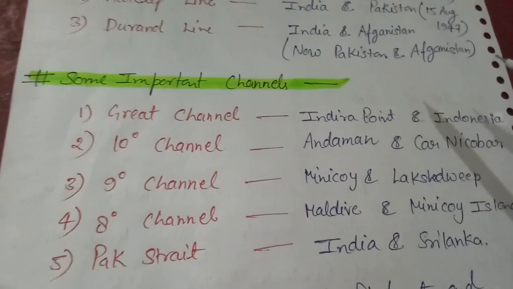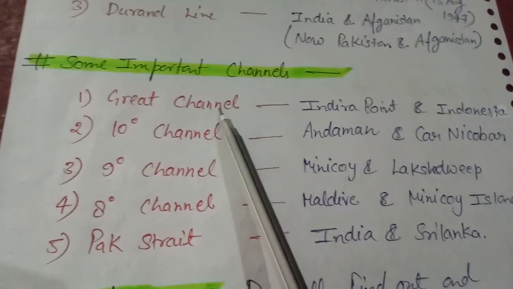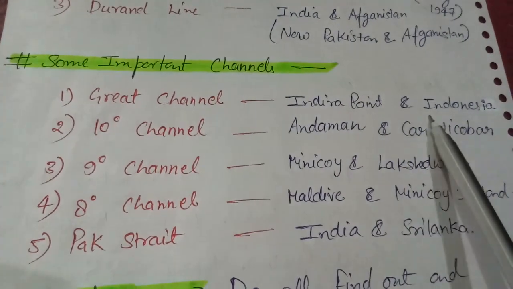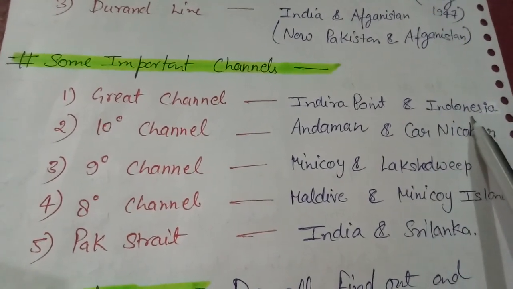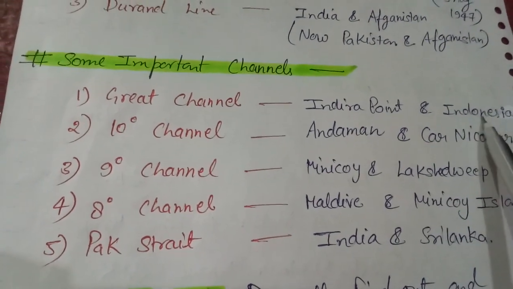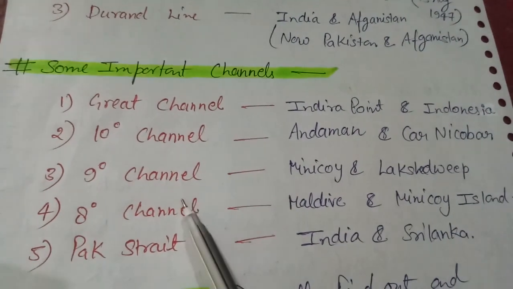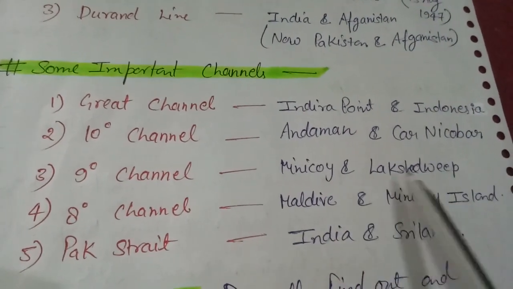Now some important channels. There are 5 important channels for India. Great Channel, which lies between Indira Point and Indonesia. You know that Indonesia is a country which lies in the Indian Ocean. 10-degree channel, between Andaman and Car Nicobar. 9-degree channel divides Minicoy Island and Lakshadweep.